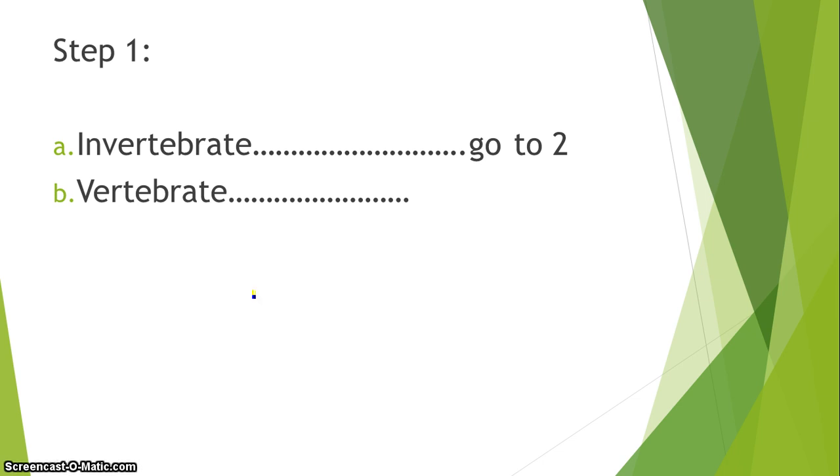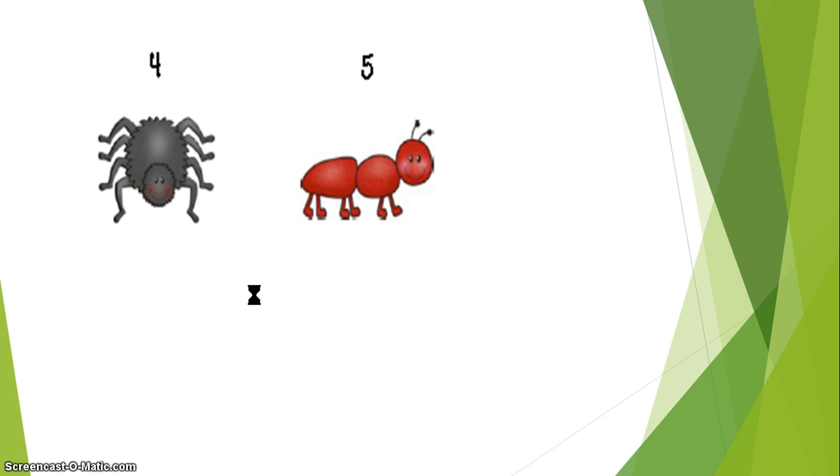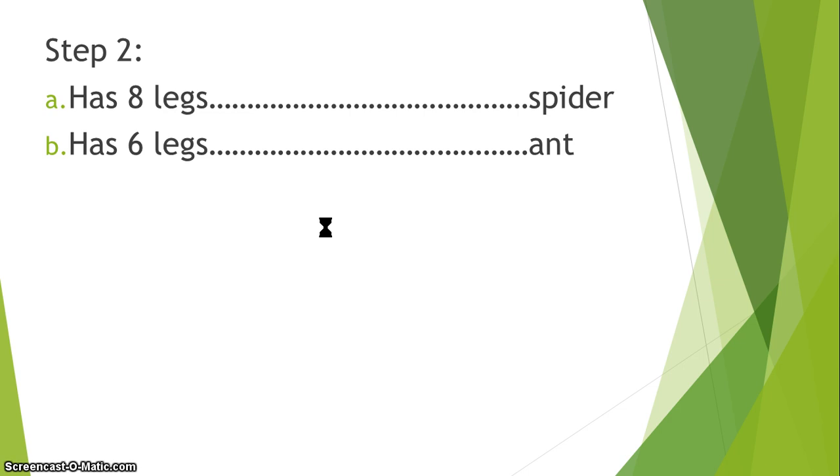For step 2, I will need to focus only on the invertebrate animals, my spider and my ant. By looking at these 2 animals, I need to choose another feature that I can use to separate them further. The most obvious one for me is the number of legs. The spider has 8, 1, 2, 3, 4, 5, 6, 7, 8, while the ant has 6, 2, 4, 6. I can use these 2 options to be able to identify these 2 creatures on my key. I'll write it in step 2 like this.